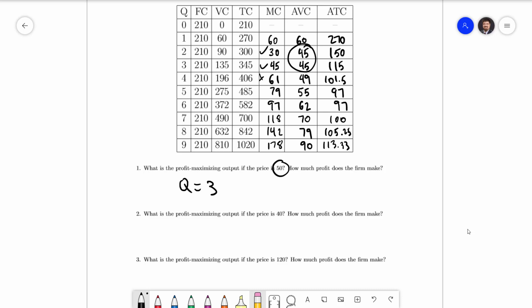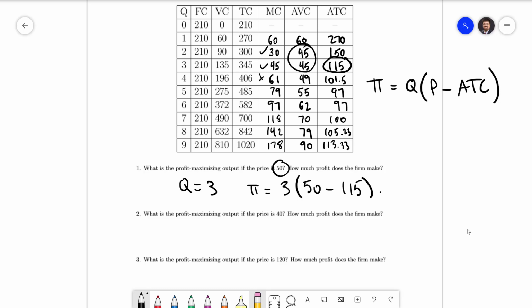To figure out our total profit, we're going to use the equation profit equals quantity times price minus average total cost. We have profit equals quantity of 3 times a price of 50 minus an average total cost. We find that on our chart. That is 115 at a quantity of 3. Multiplying this out, we get negative 195. Our firm is better off here producing instead of shutting down, but we are still making a negative profit.